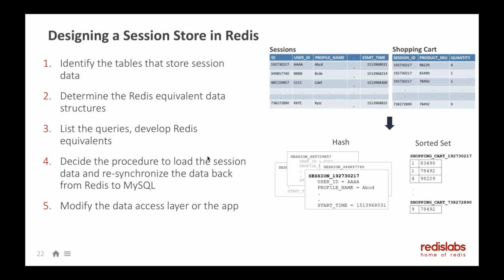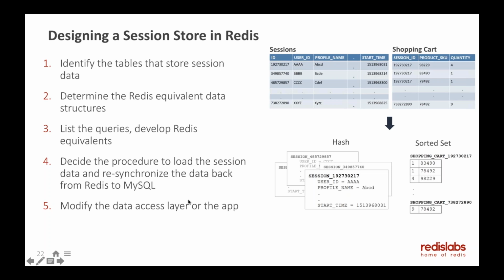And you synchronize the data back to your backend database only after the session ends or after a period of time. So there is no concept of data going stale while the data is in session store. Again, the steps: identify the tables and determine the Redis equivalent data structures. These two are same as you do with cache. And then list the queries, develop Redis equivalents, and then decide the procedure to load the session data and resynchronize the data back from Redis and MySQL.